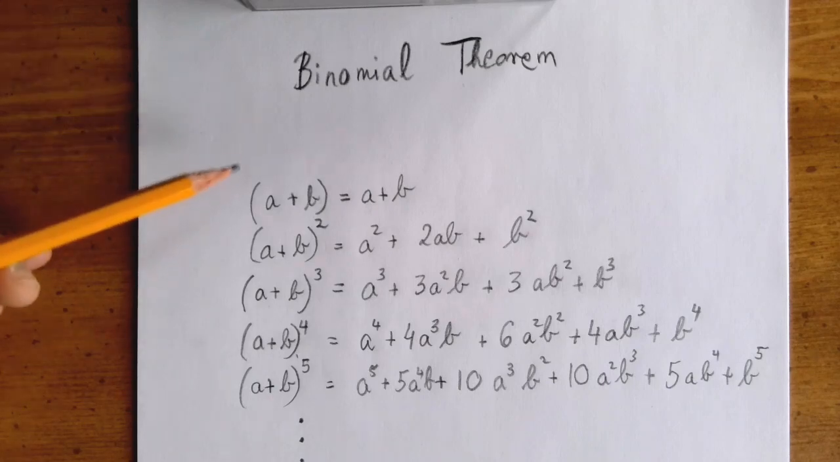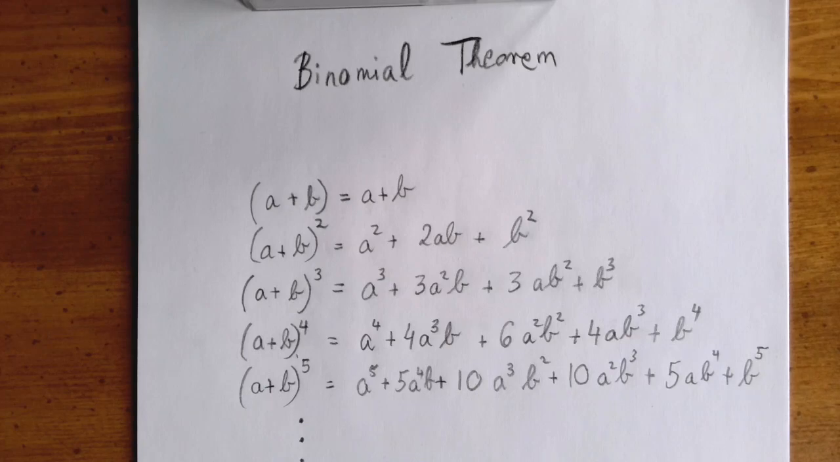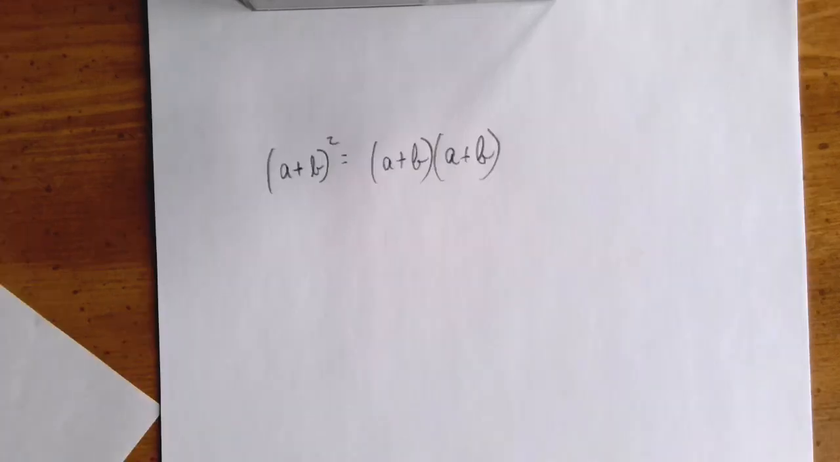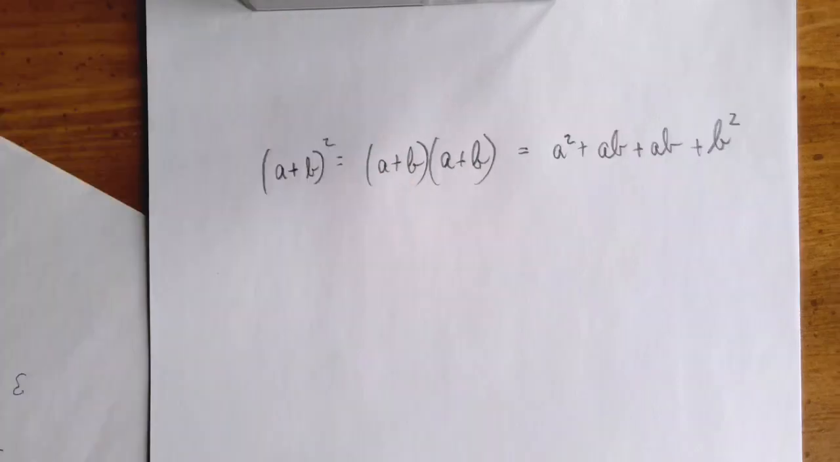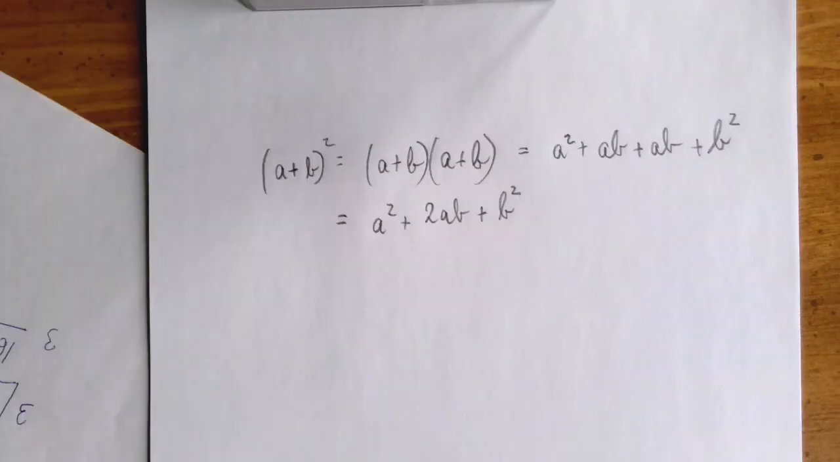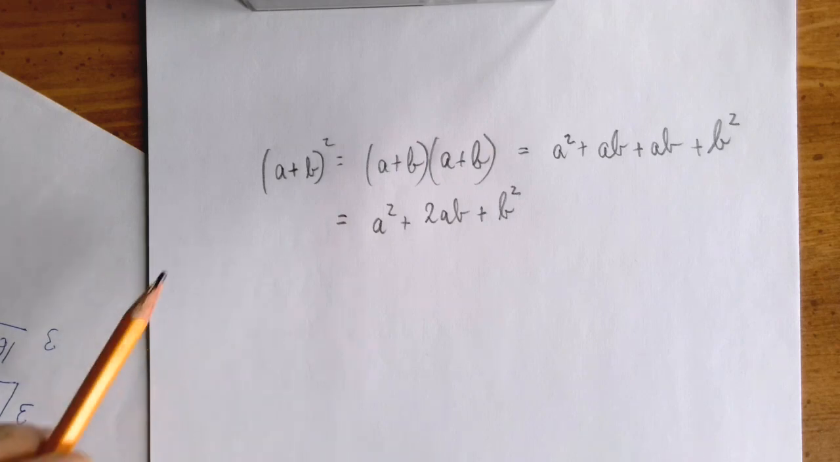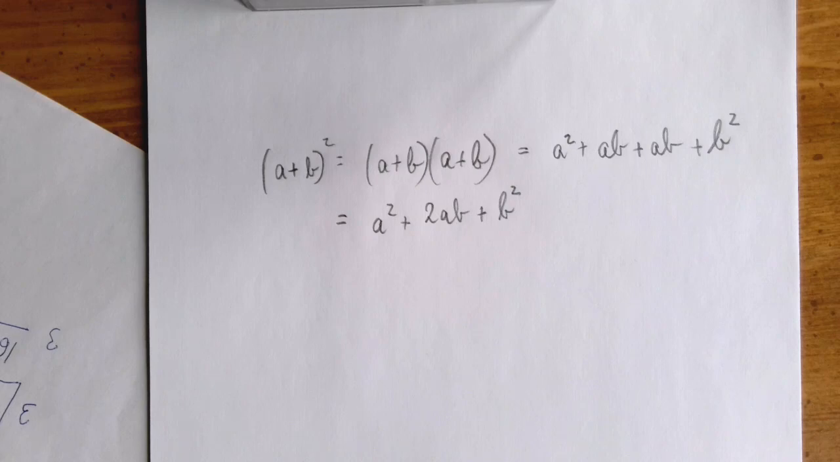These are the first 6 powers of the binomial a plus b. You probably know how we compute those. a plus b squared is a plus b times a plus b, and then we apply the distributive law, and then we combine like terms. For the next one, for a plus b to the third power, we're just going to grab the previous one and multiply it by an additional a plus b.